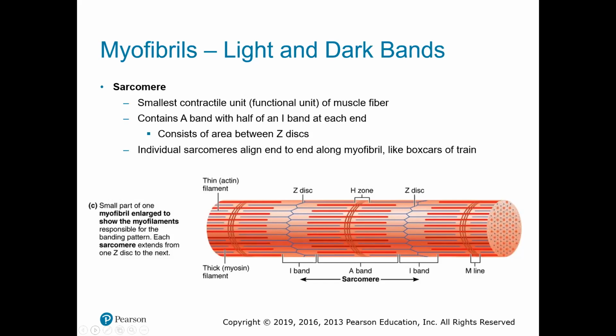If we have a sarcomere here in the middle, this area here called the A band is the dark band. It's mostly thick filaments. The I band is all thin filaments. And the I band is shared with the sarcomere to the right and the sarcomere to the left. So every sarcomere is bounded by an area of light band, but it's sharing that light band with the adjacent sarcomere.